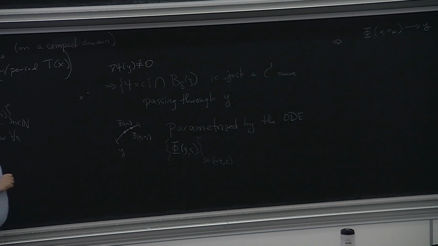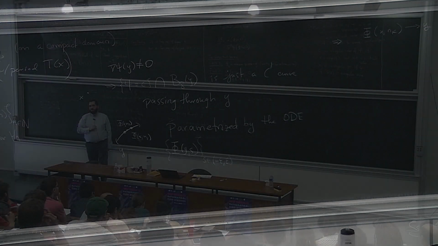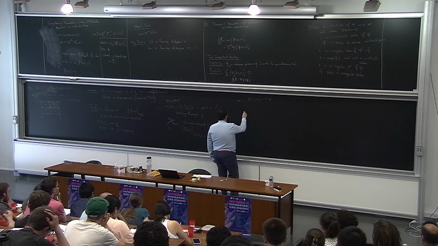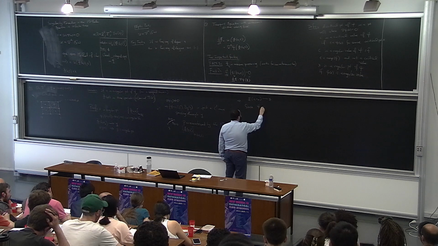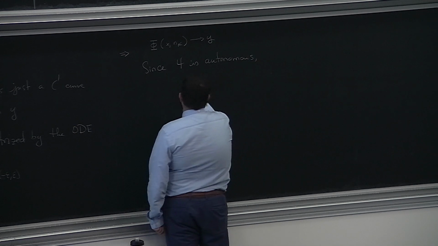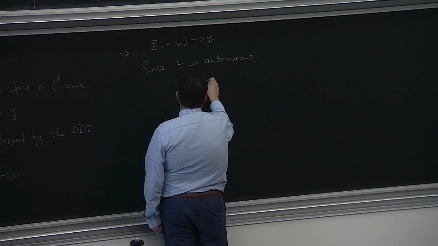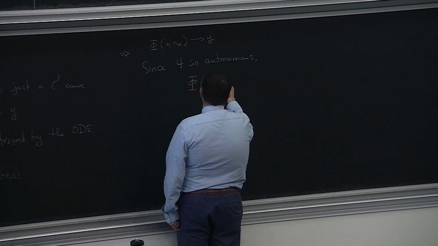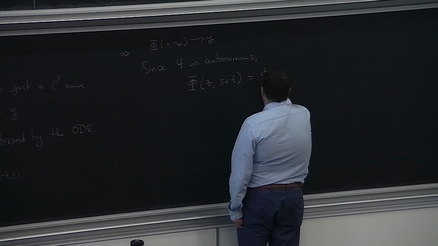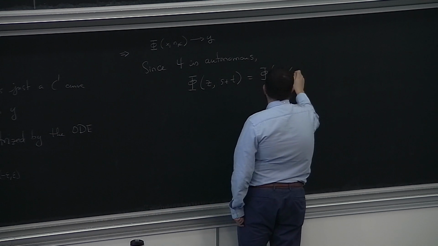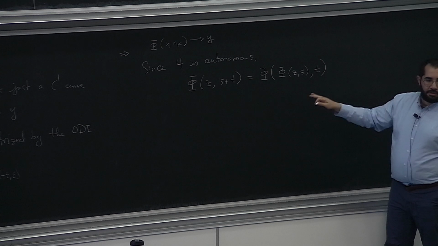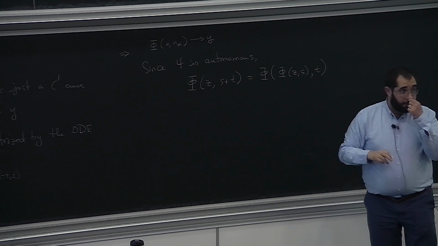This makes sense for everybody? It's clear? And this tells you, just use the group property. Since psi is autonomous, you have this group property. For any z, if you flow time s plus t, that's just the same as flowing time s and then flowing time t. This is a fundamental property of autonomous flows.